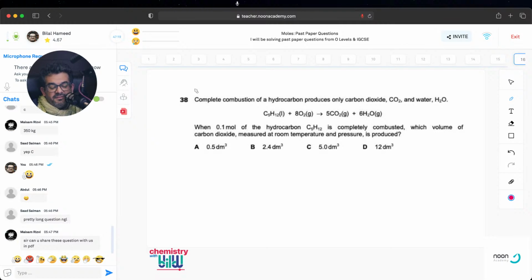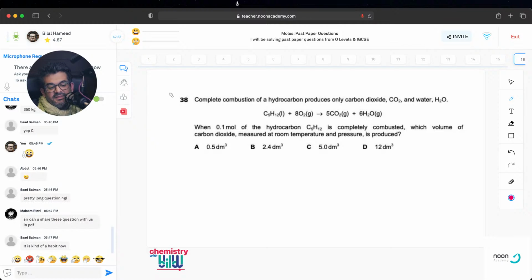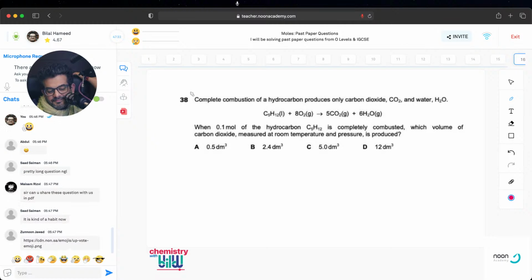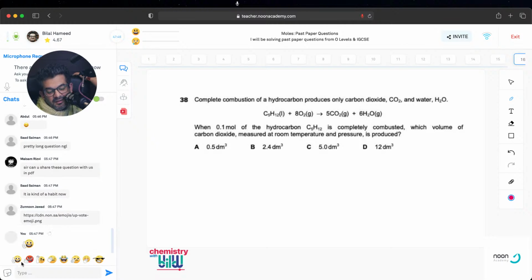Mesam wants the PDF of this. All right, Mesam, we'll figure out a PDF for this. Okay, I don't know. I think it's okay. It's a habit now. Not gonna lie. As long as you make not lying a habit, I don't care what you write. That's good. Zanoon, I can't see the emoji. It just gives me a link to an emoji. Okay.